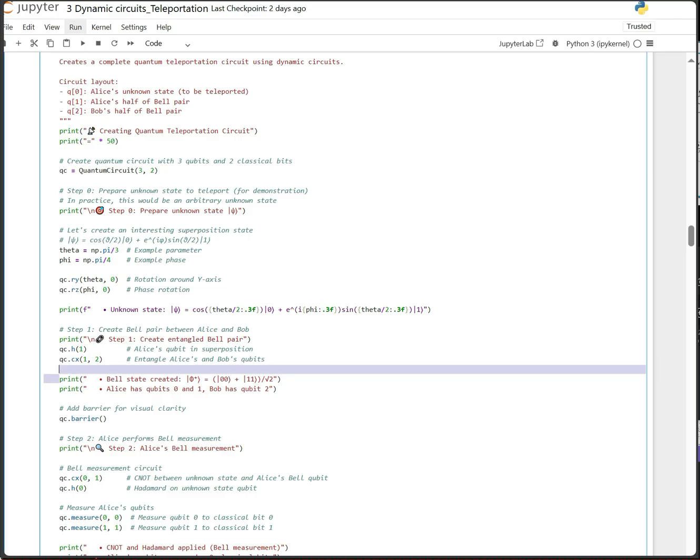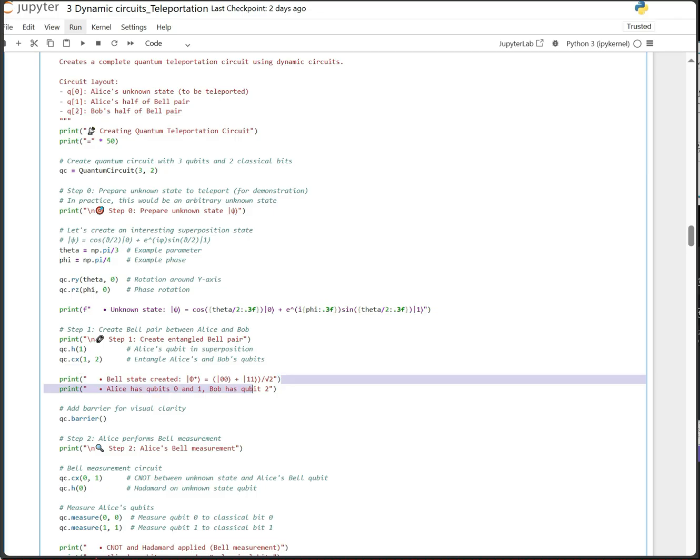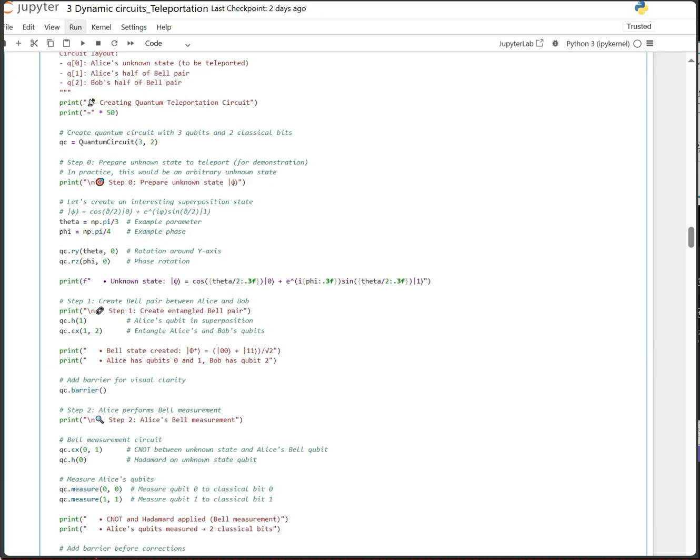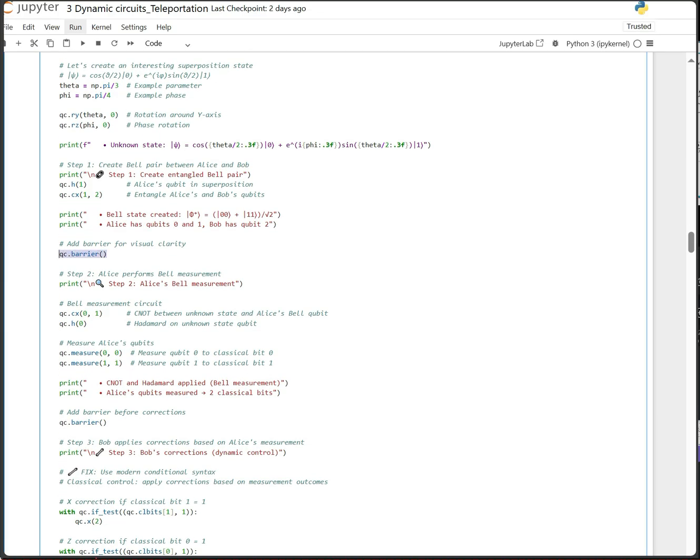And I put here, as you can see, the Bell state that is created. You can check which kind of Bell state if you do the math yourself, but here I just summarize it. It's going to be a 50% chance of being 0, 0, and a 50% chance of being 1, 1. And then Alice has qubit 0 and 1, and Bob has qubit 2. Remember that 0 is not entangled. Here this barrier is just for visual clarity in case you print the circuit.